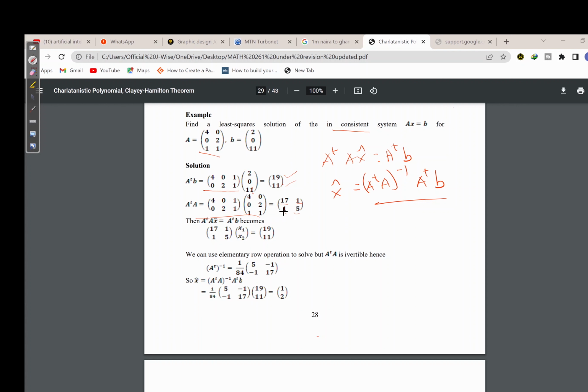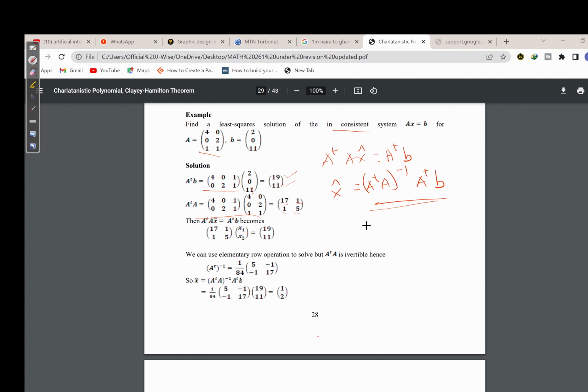Okay, so therefore we can find our least square solution. We have A transpose A, we have A transpose B. So therefore the least square solution is given by (A transpose A) inverse times A transpose B.